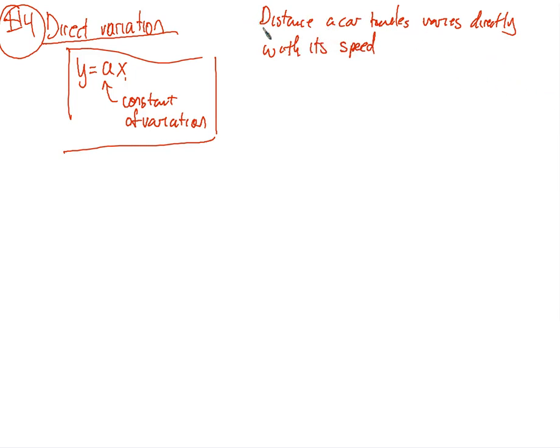The distance a car travels, okay, so this is obviously a value of some kind, a number. The distance a car travels, we could call that d. It varies directly with its speed. Speed is also a value, we could call it s, right? So d, we could say, varies directly with s. So d is equal to some number times s, okay? So that's all we know so far, okay?